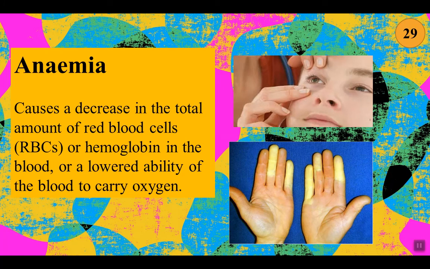The next deficiency disease is anemia. If you have too little iron in your day-to-day diet, you're likely to develop anemia. It causes a lack of red blood cells or hemoglobin in your blood, and it lowers the ability of the blood to carry oxygen.